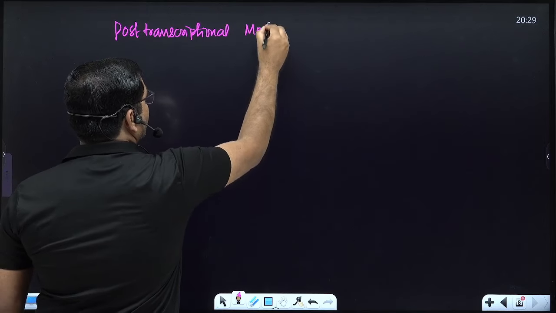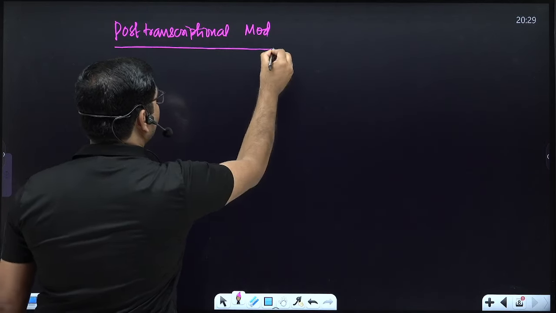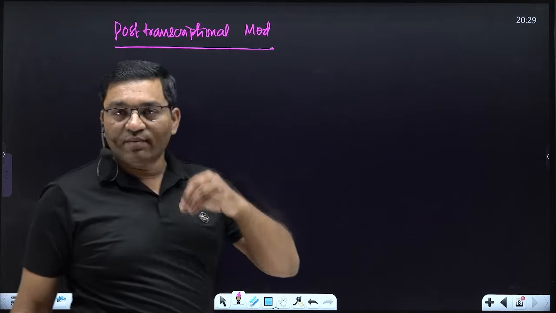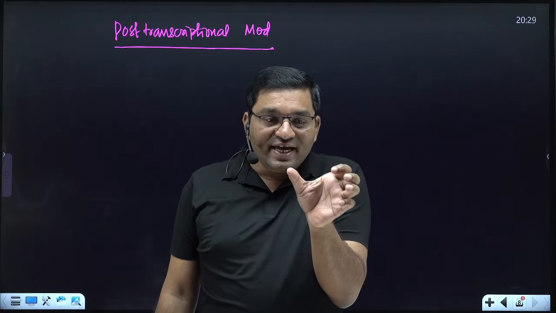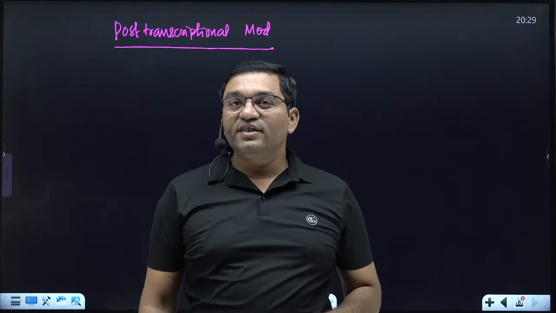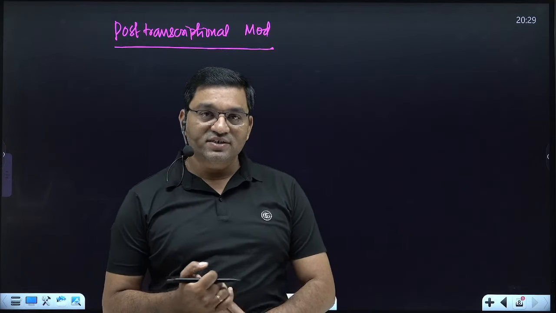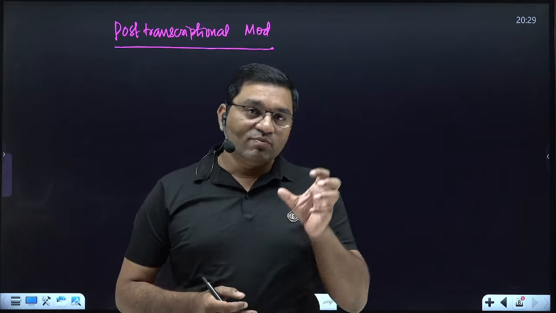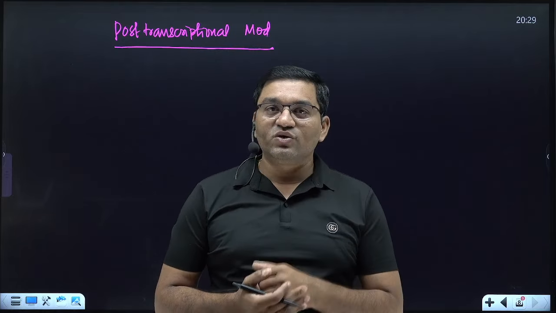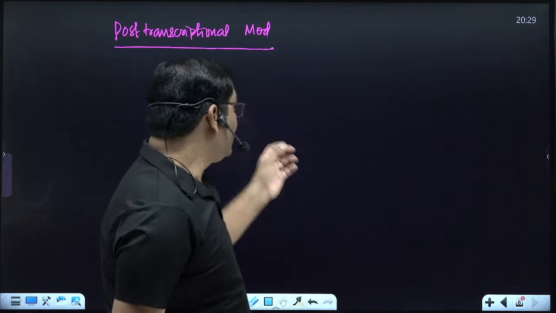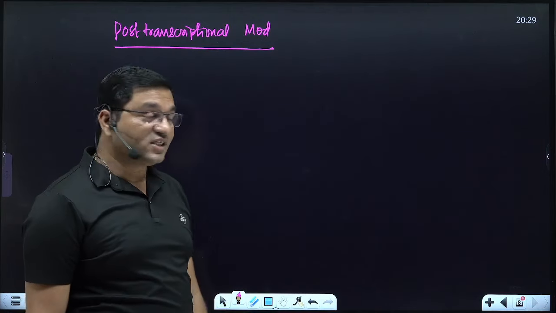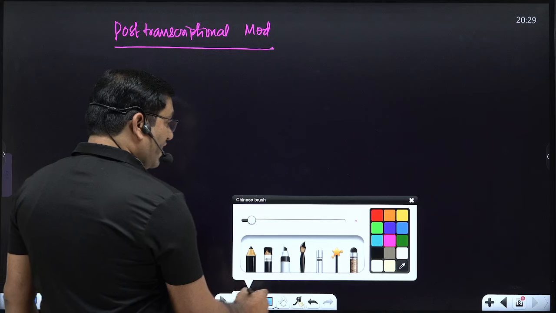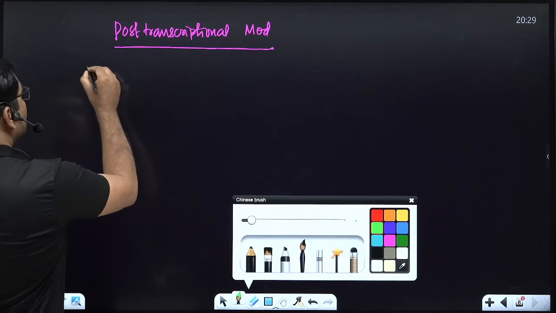All of you know that there are many post-transcriptional modifications, that is 5' capping with methyl guanosine triphosphate cap, and poly A tail formation with the help of polyadenylate polymerase, where 85 to 250 adenine nucleotides are added. But apart from these, which are important in the regulation of gene expression, that includes splicing. The first one is the splicing.